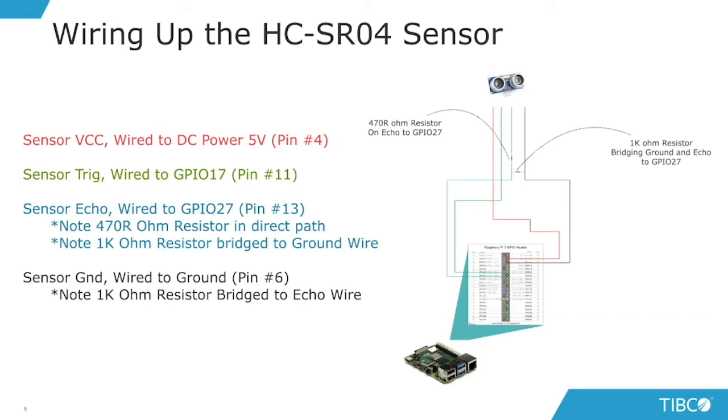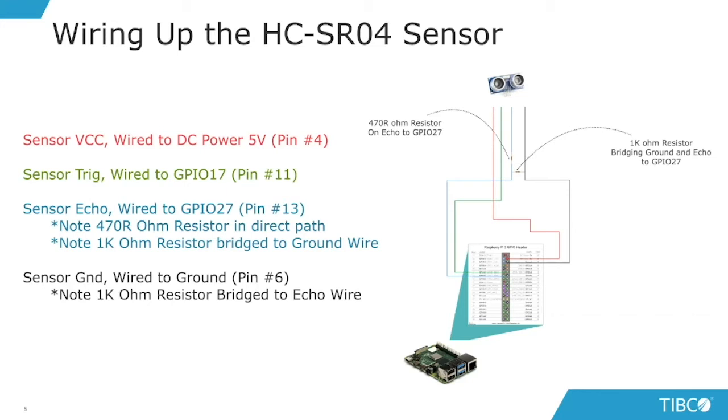And our ground wire is going to be plugged into pin number 6, which is directly below the voltage 5 line. Again, that 1K ohm resistor is going to connect on one side to the ground wire and on the other side to the echo wire.